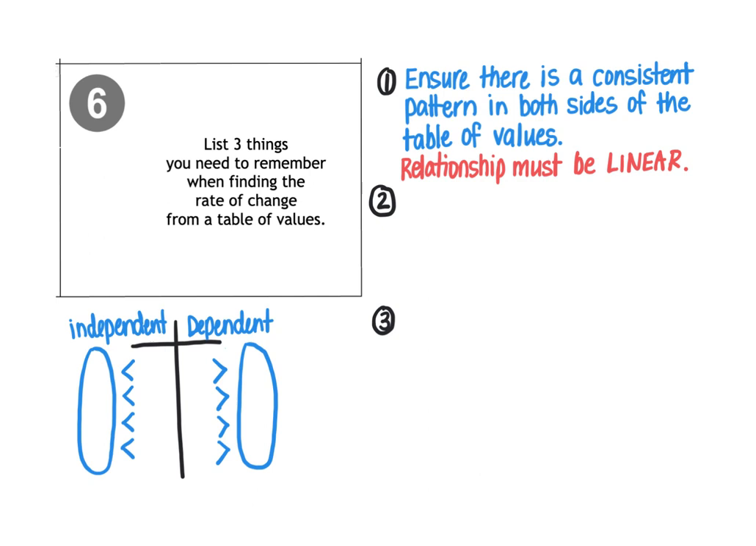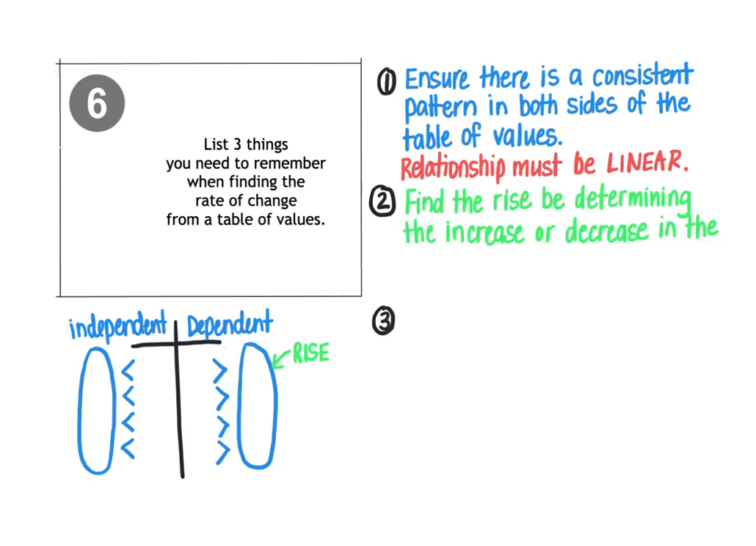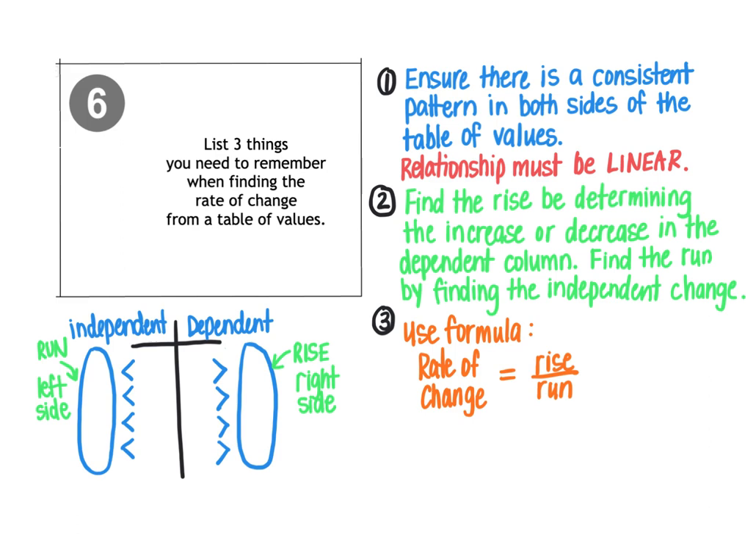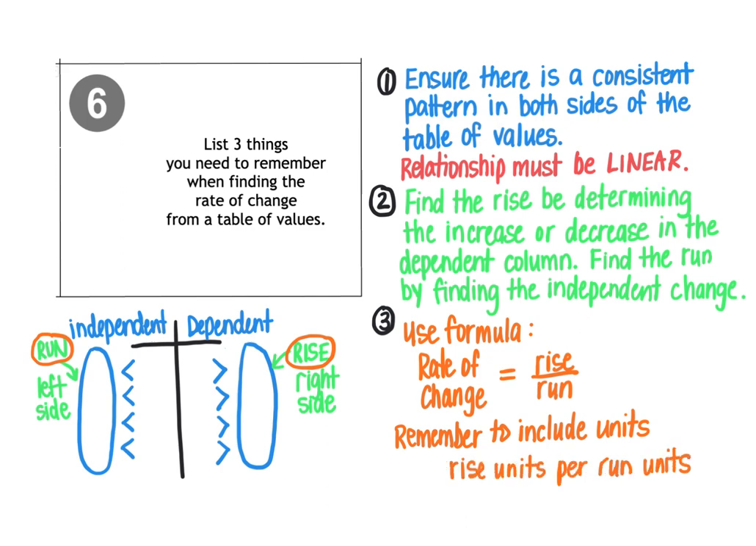We can find the rise by determining the increase or decrease in the dependent, or the right-hand side of our table. And we can find our run by determining the increase in the data in our left-hand side of our table, or our independent side. Once we've done that, we'll use our rise over run formula for rate of change, and we'll want to remember to include units at the end. So we'll use our rise units per our run units, or our dependent units per our independent units.